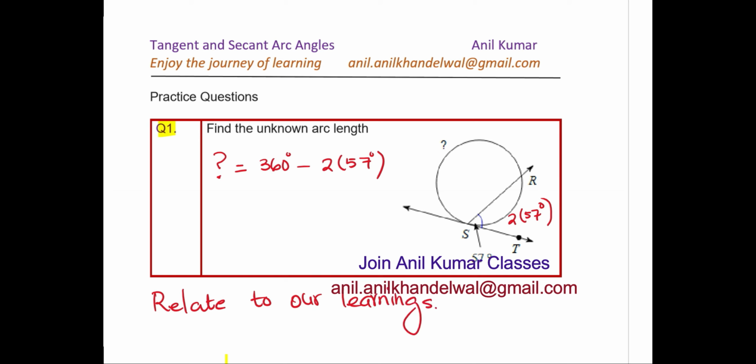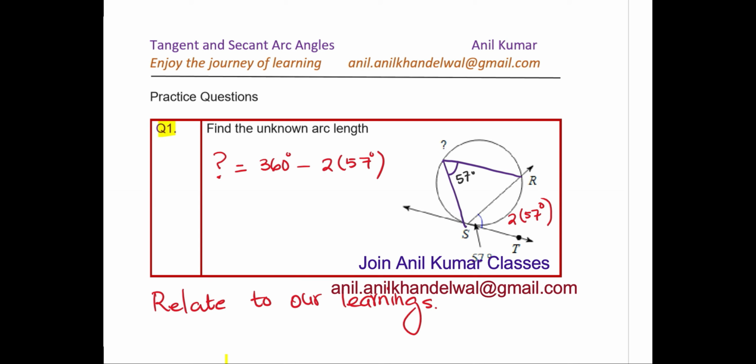So if I construct, let us say we take any point here, right? So let me just take a point here and then join that point with these two, right? In that case, this angle will be how much? Well, this angle will also be 57 degrees, right? This is an alternate segment, right?